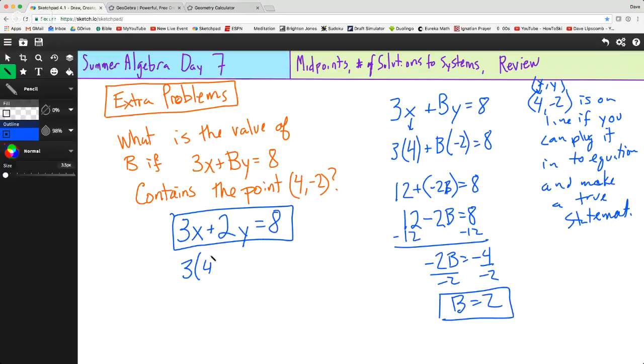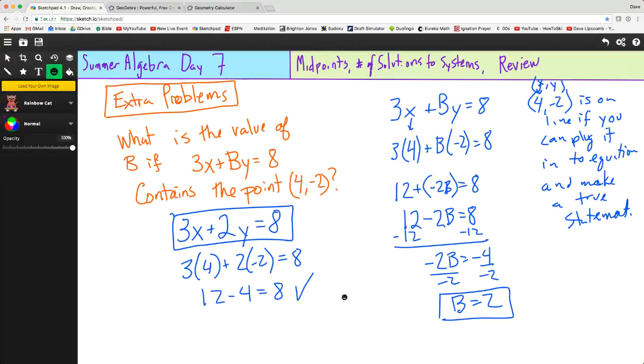So let's make sure it contains the point 4, negative 2. Well, 3 times 4 plus 2 times negative 2, does that equal 8? Does 12 minus 4 equal 8? And the answer is yes. Boom. Happy cat.